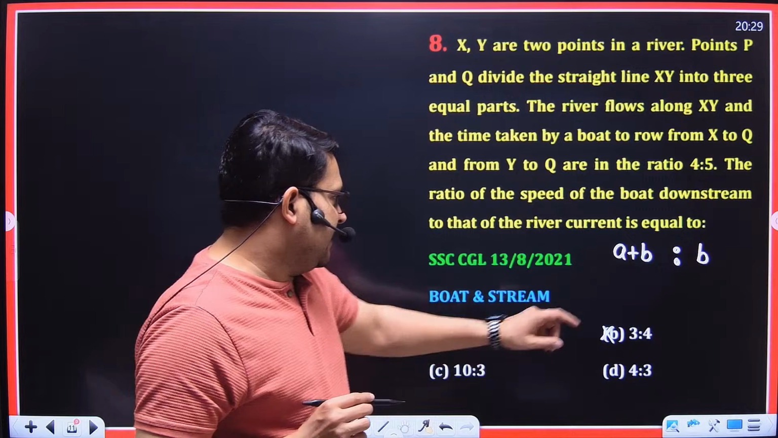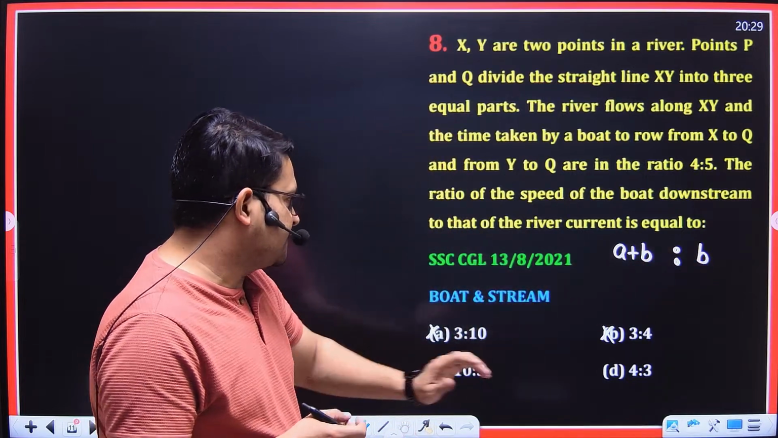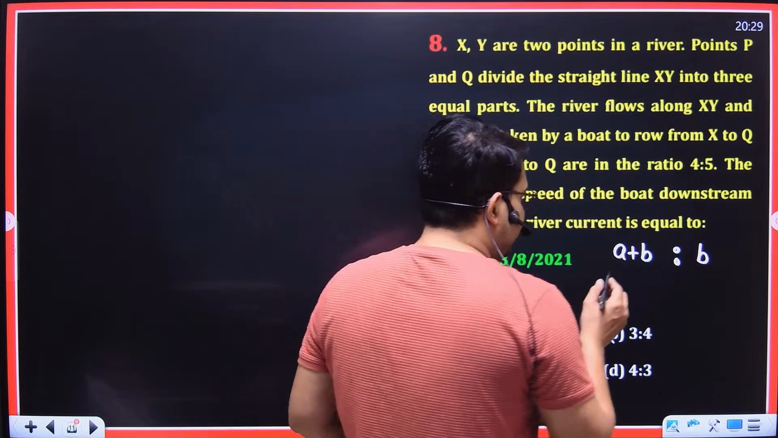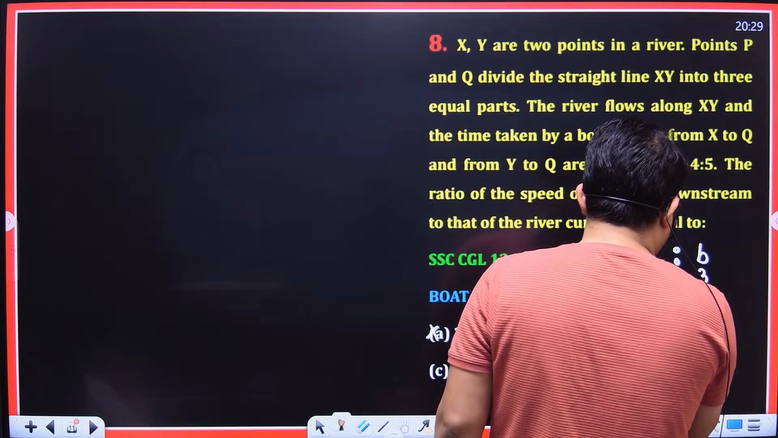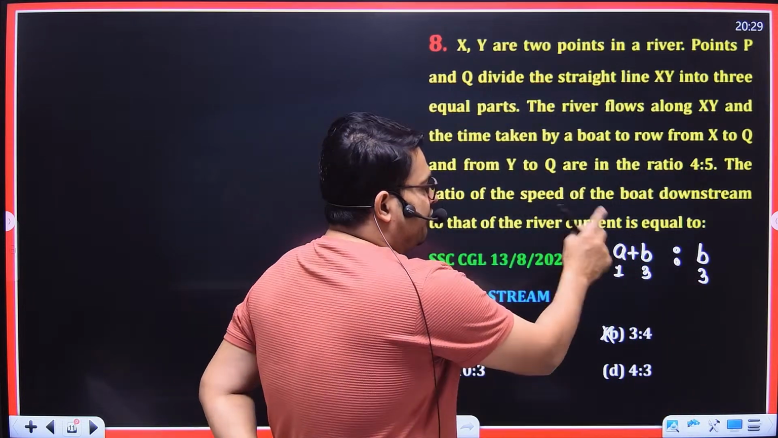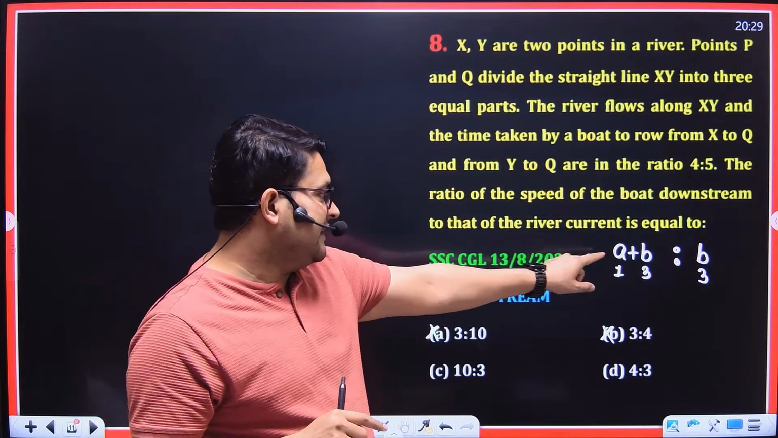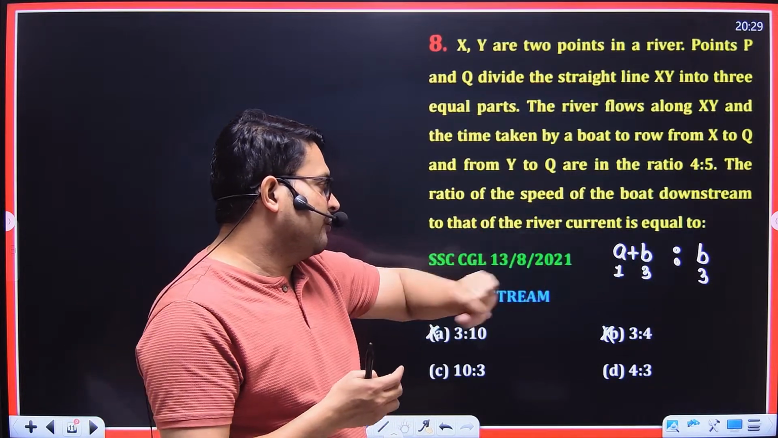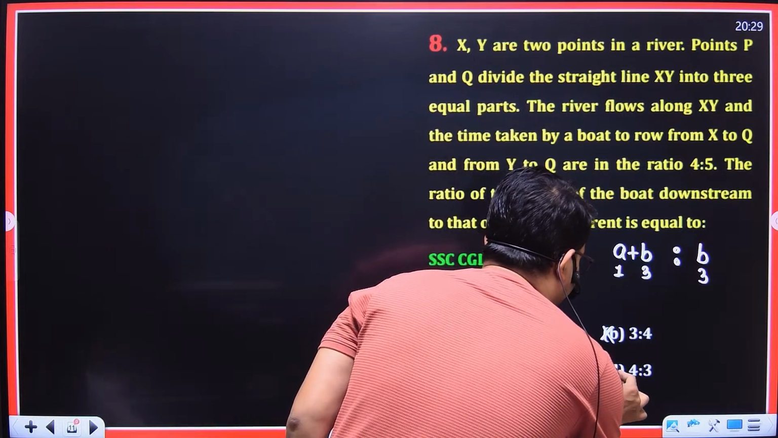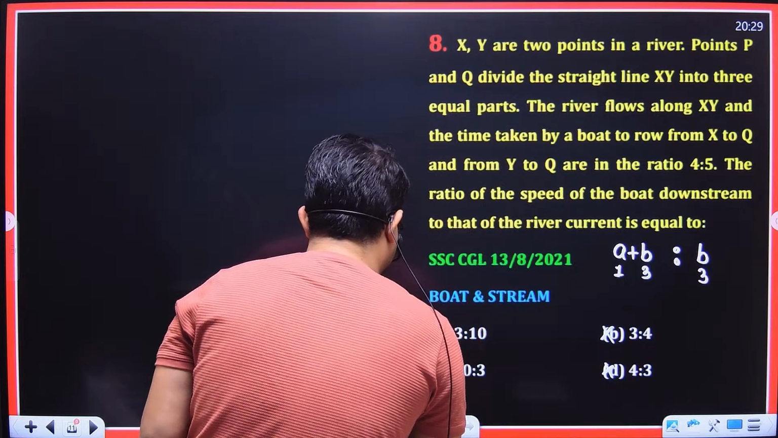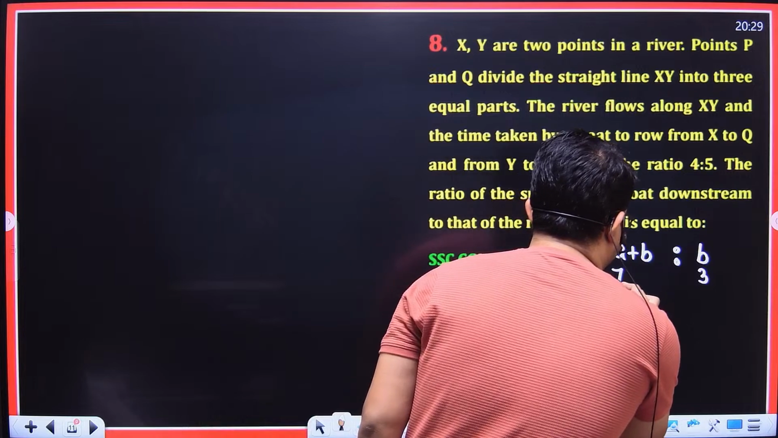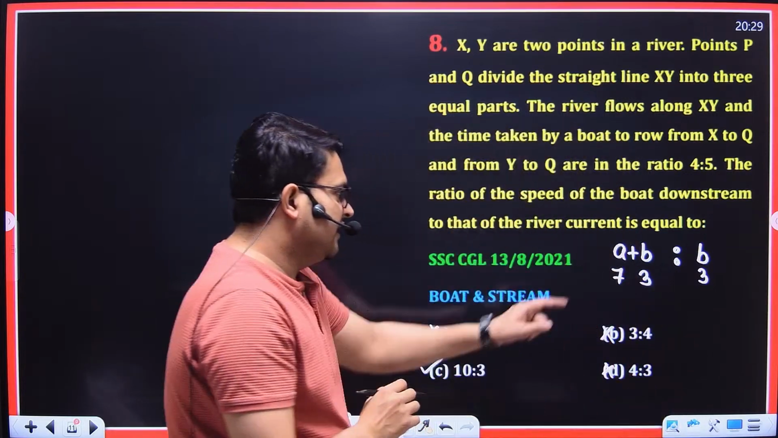See, these are the options. If the value of b is 3, take this option. If this one is 3, then this one must be 4. 3 plus 1 is 4, so 4:3. See, the speed of the boat cannot be less than the speed of the current. If the speed of the boat is less than the speed of the current, the boat will not travel. So this option cannot be my answer. This one will be my answer. We have 7 here, we have 3 here. 7 plus 3 is 10 and b is equal to 3.